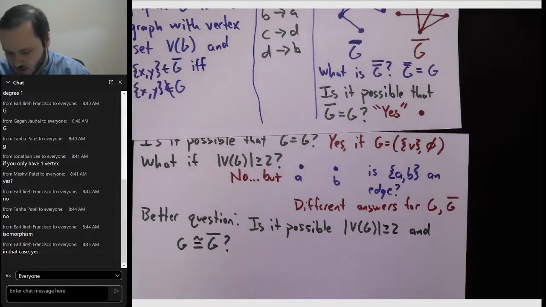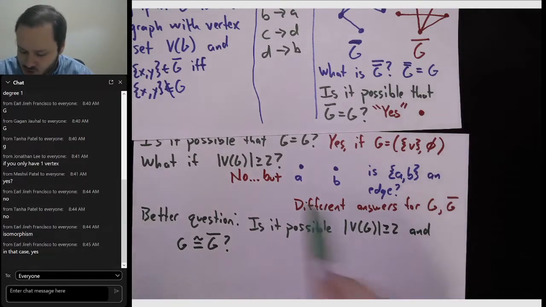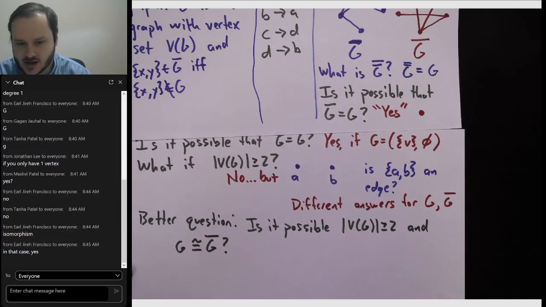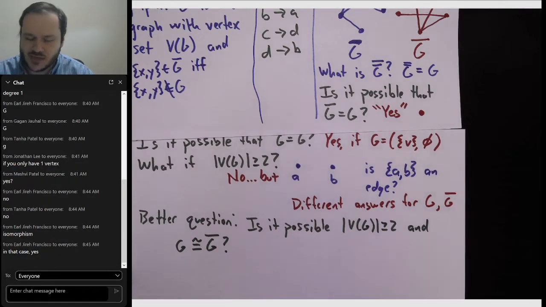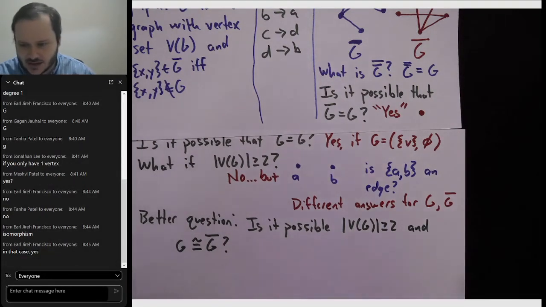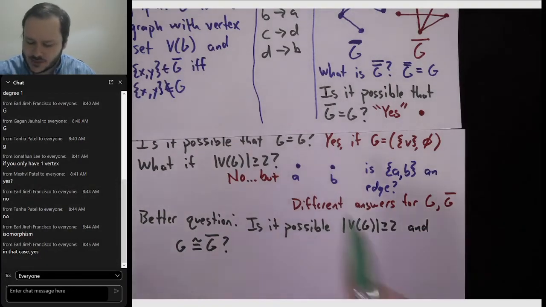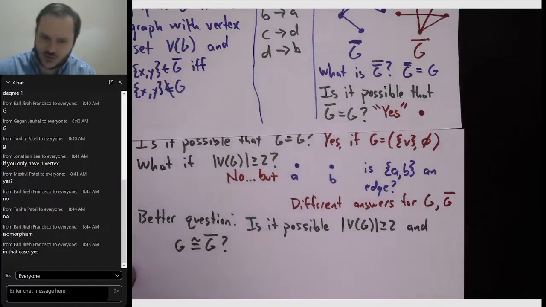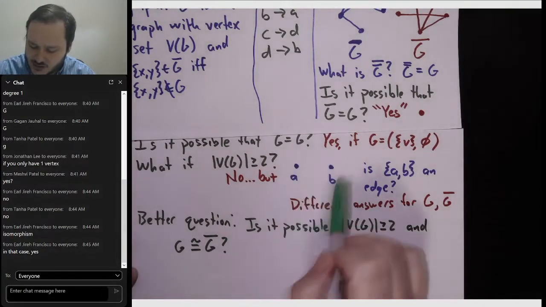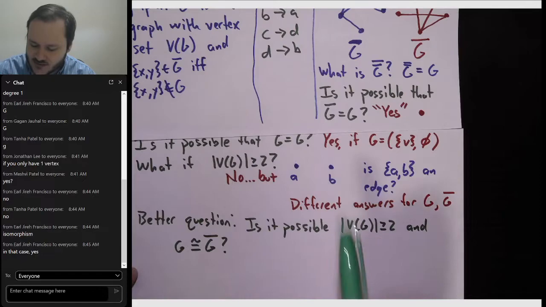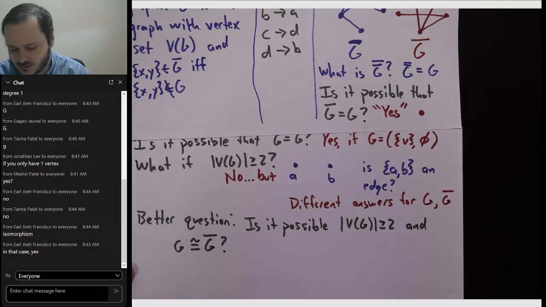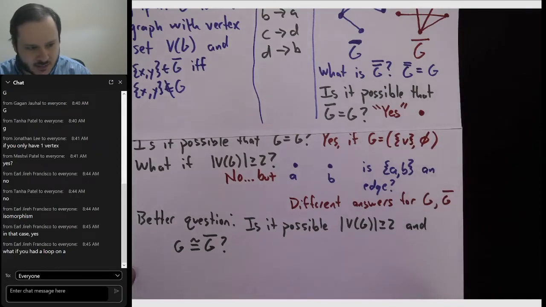This is a tougher question. Because sure, I have two vertices, one time they're an edge and one time they're not an edge. But maybe that's just because I need to do some relabeling. But it's clear if I only have two vertices, then it's not true, right? I've got two isolated vertices. If I take the complement, I get one edge. There's a different number of edges there. So they're not isomorphic.